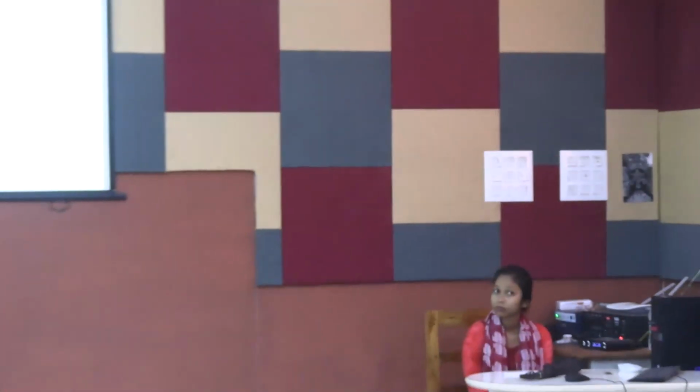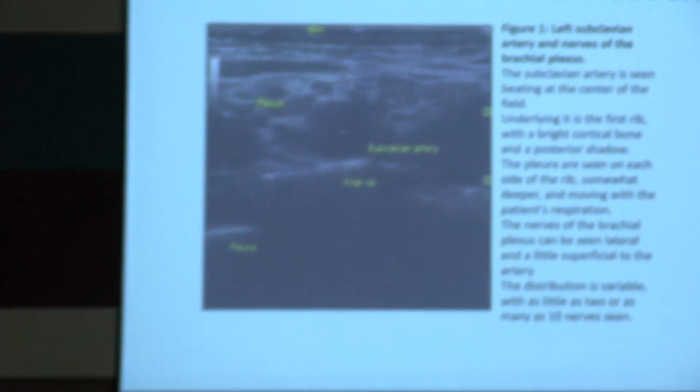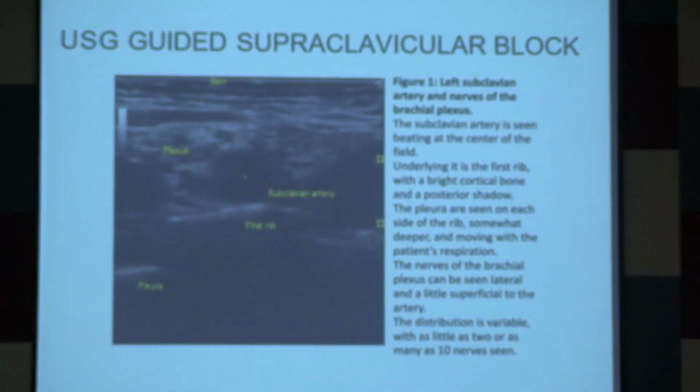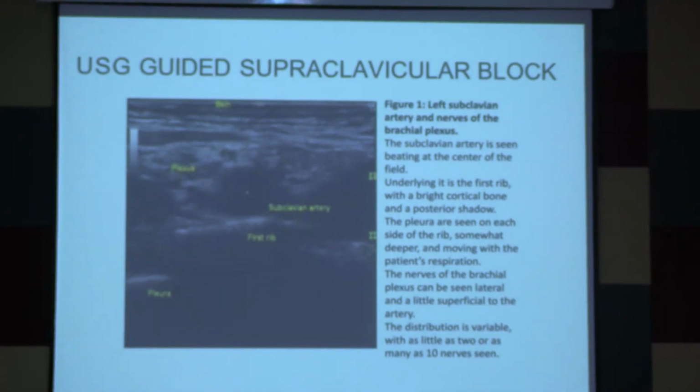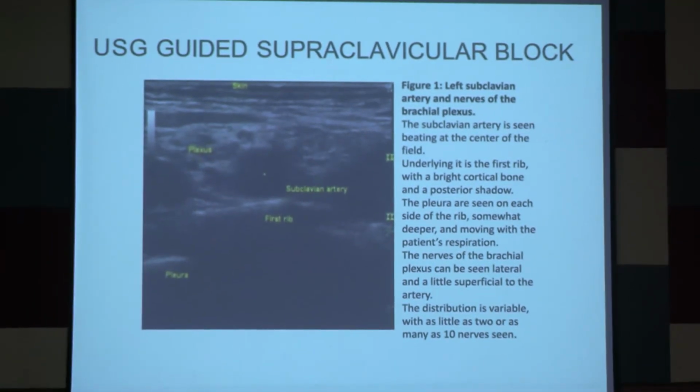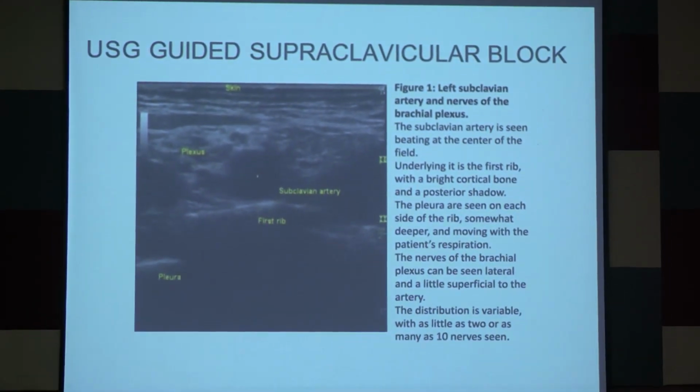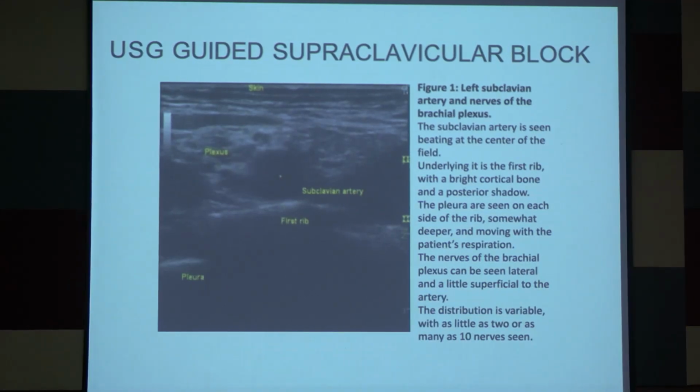See, this is a USG guided supraclavicular block. The picture is taken. You will not be so comfortable with the USG pictures right now. The thing is, here we can exactly identify the subclavian artery. You can see the place where it is written subclavian artery. This structure, can you see? It has a bunch of grapes appearance, okay? This is the brachial plexus nerve bundle when you are providing a supraclavicular block.